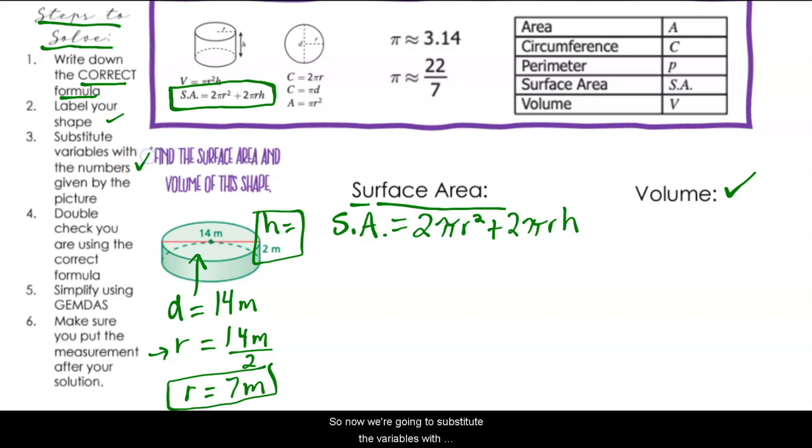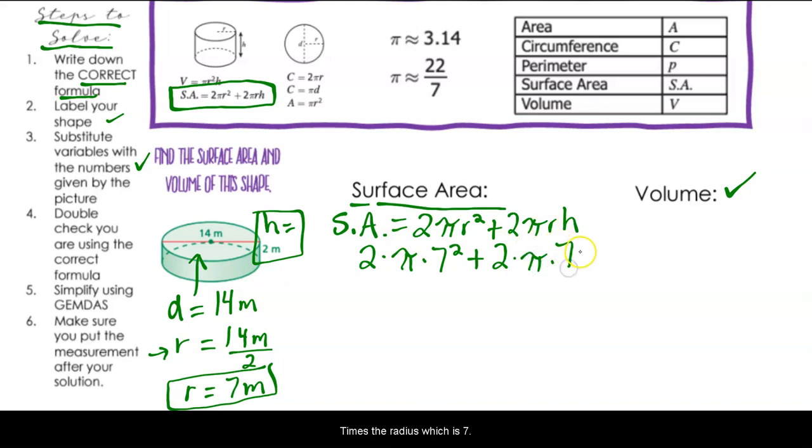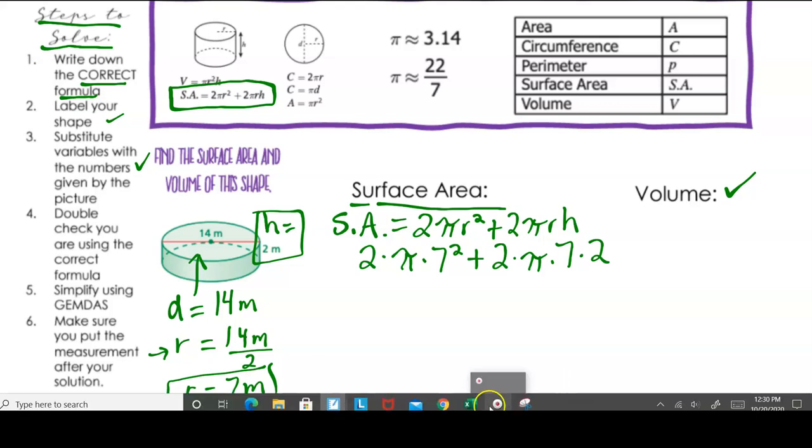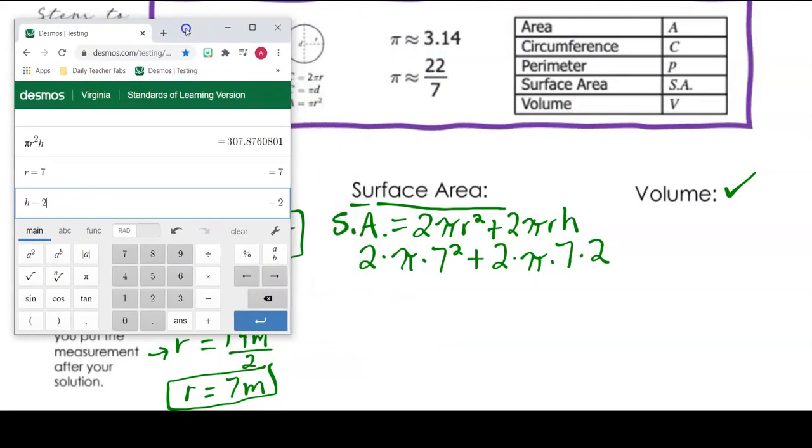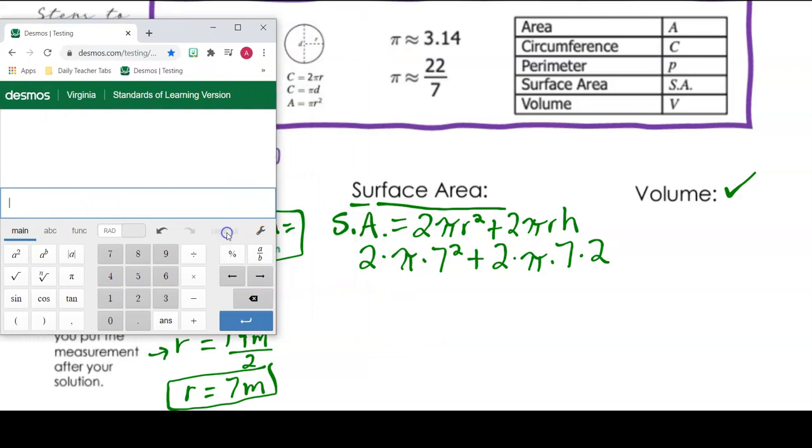So now we're going to substitute the variables with the numbers given in the picture. So 2 times pi times radius squared plus 2 times pi times the radius, which is 7, times 2, which is the height. And for this, I'm going to go ahead and pull in my calculator and put all that in. So I'm going to clear it out.